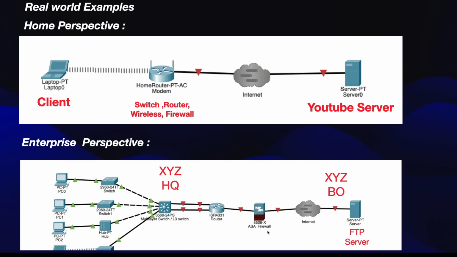Firewall. A firewall is nothing but a security device which filters the incoming and outgoing traffic. Examples of a firewall, ASA firewall, which is Adaptive Security Appliance, or Firepower.